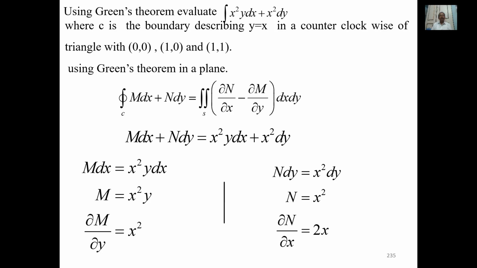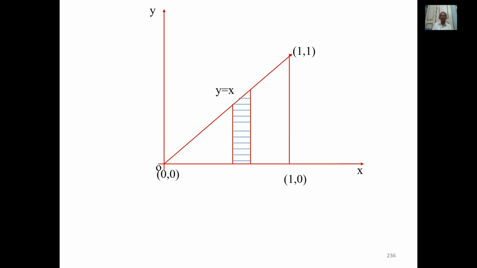Using Green's theorem, let us evaluate the contour integral of x squared y dx plus x squared dy, where C is the boundary described by y equal to x, in a counter clockwise direction, of a triangle with vertices (0,0), (1,0), (1,1). So the figure is described like this. We have the origin, on the x-axis we have (1,0), and we have the line y equal to x, and this coordinate will be (1,1).